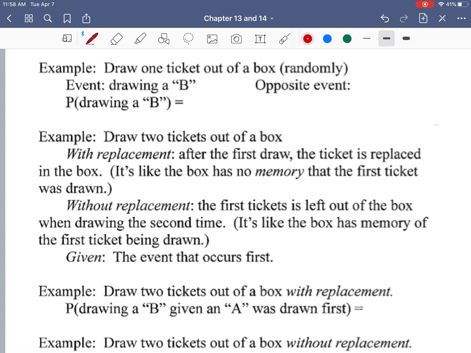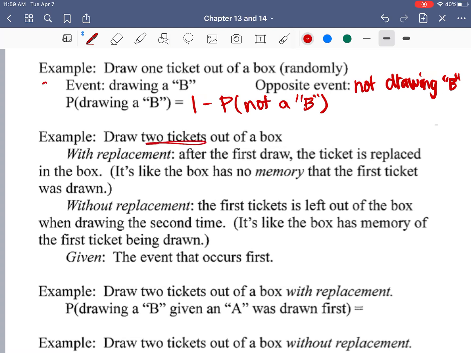Okay, let's say we draw 1 ticket out of a box, and we want to know the probability of drawing a B. The opposite of that is not drawing a B. And we don't actually have this box here, so all we can say is it's equal to 1 minus the probability of not a B. Now let's say we draw 2 tickets out of a box. So this is for 1 single ticket. Now we're drawing 2 tickets out of a box.